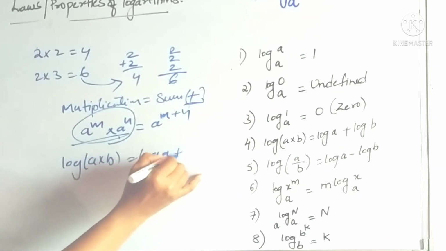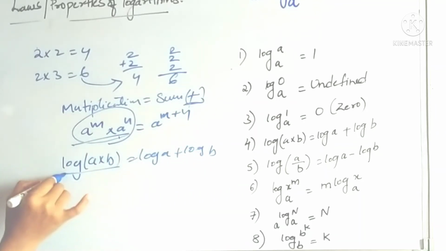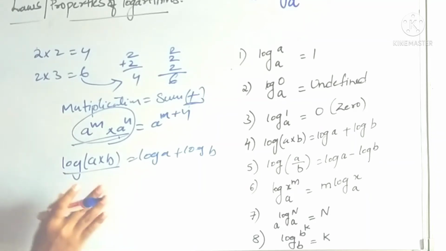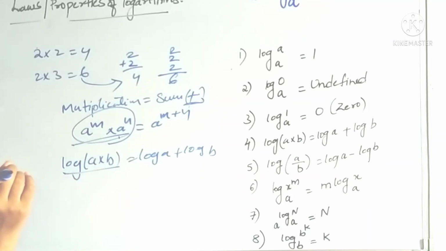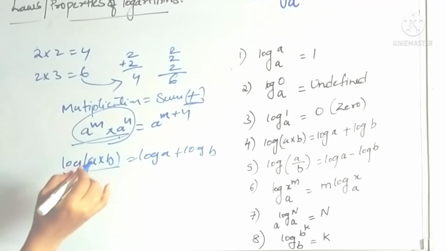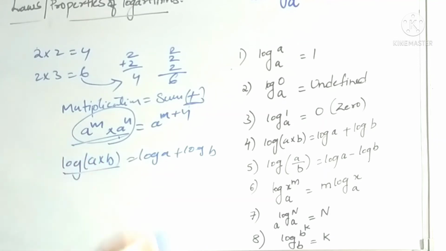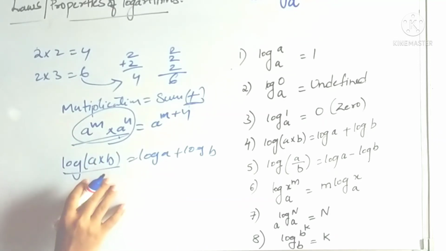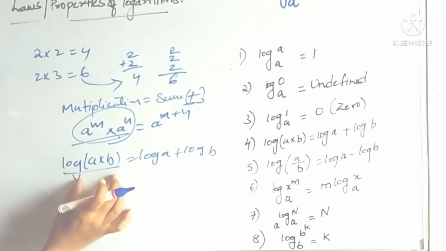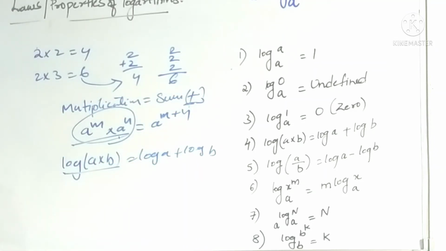I'm saying this just for your understanding, to keep it in your mind. Many students get confused. For log of a into b, they write log a into log b, no? We cannot write like that. Multiplication is successive addition, so log of a into b is equal to log a plus log b, right? Next one, log of a by b is equal to log a minus log b. If division is there, then subtraction will come.